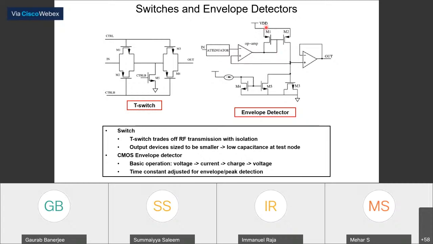Similarly, we had an envelope detector that worked on a very simple principle. You had an input voltage, which would get converted to a current through the current mirror. The charge would be dumped in this capacitor. And then this would go back into the feedback loop till the envelope was detected. Then this op amp would cut off, and this circuit would bleed out the charge slowly, and you would adjust the time constant to detect the envelope. This is how you would detect the peak of the AC circuits.